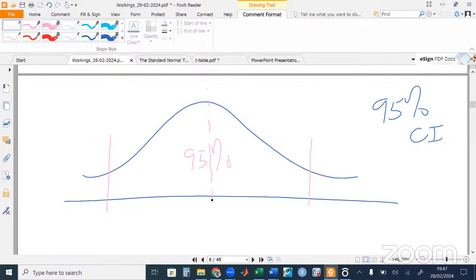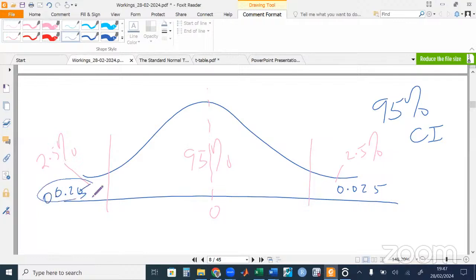Remember, this is a starting point. So on both sides, assuming it has a mean of zero, the other ones are positive values, the other negative values. So 95% is what we're looking for. So this other side here is 2.5%, and the other one is also 2.5%, so that it completes 100. And this one is 0.025, and this is also 0.025. This is why we've chosen this, because that area is 0.025, also the negative and positive.